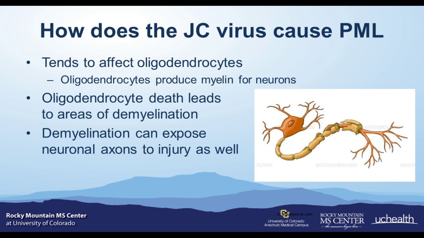So JC virus causing PML tends to affect oligodendrocytes. If you remember that first slide that we were talking about, oligodendrocytes are the cells that provide the myelin for the neurons or the nerve cells. When these oligodendrocytes are killed, they lead to areas of demyelination. When demyelination occurs, you can actually expose the neuronal axons, or those central wires, to injury as well, thereby causing a lot of our symptoms. So if you look at the area I highlighted with the box there, you're seeing disruption of that myelin, or that yellow outer coating, with subsequent exposure to the axon, or that orange rim that's going through the center.